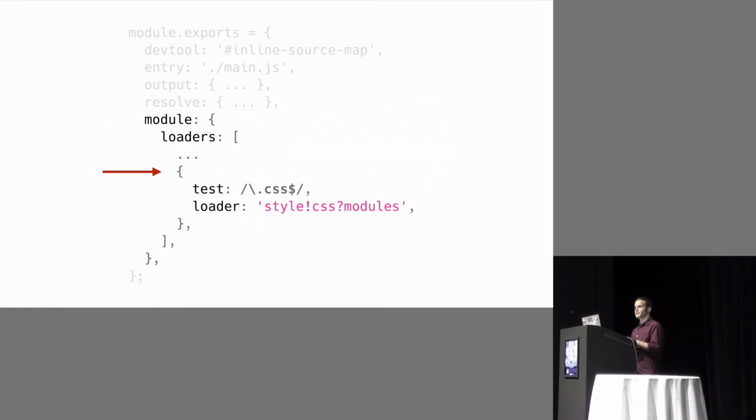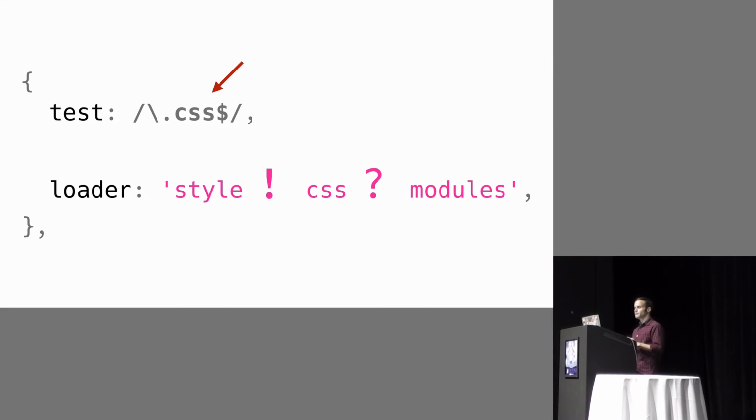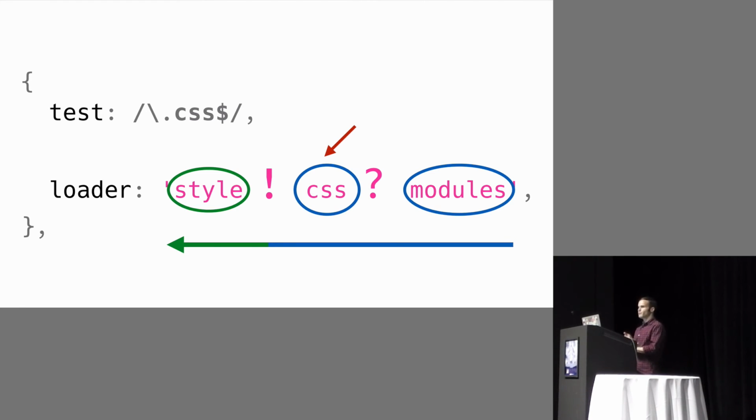Just to blow this up and explain it a little more, let's see what's going on here. So we have that test property again. Remember, that's going to be a regular expression that says, here's the type of files I want to process with this particular loader. Then we have something interesting going on here. We have some weird exclamation point question marks going on. What's really happening here is we're actually using that CSS loader and that style loader both together, and they're going to work in tandem to process our CSS files.